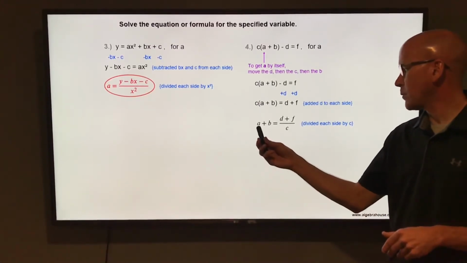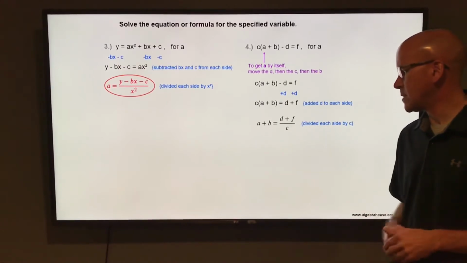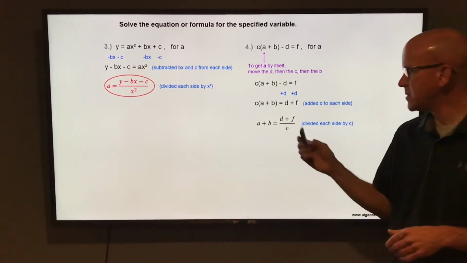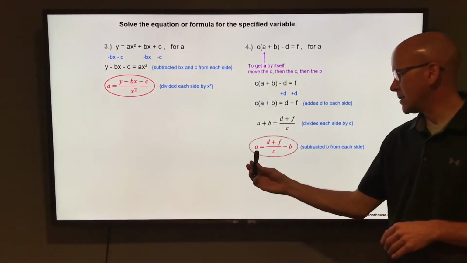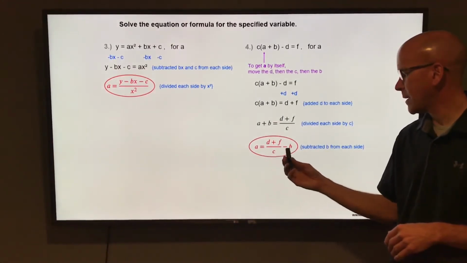Finally, solving for a, we want to get the a by itself, so move the b to the other side. To move that b to the other side, you'll be subtracting b from each side. You have a is equal to d plus f over c minus b.